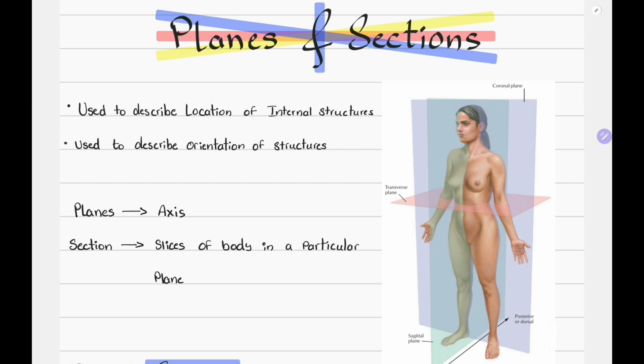And when the body is sliced along these planes or axes, the slice of the body made in a particular plane is called a section. That slice of body is called a section. So now, starting with the types of planes.